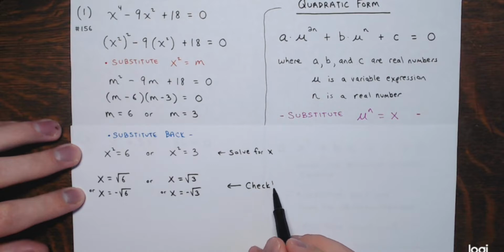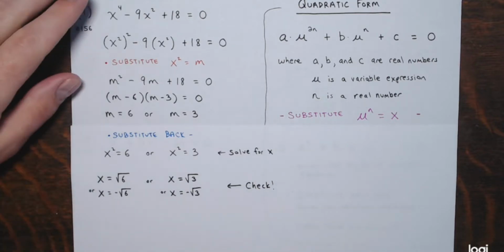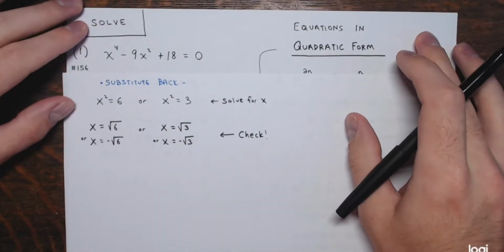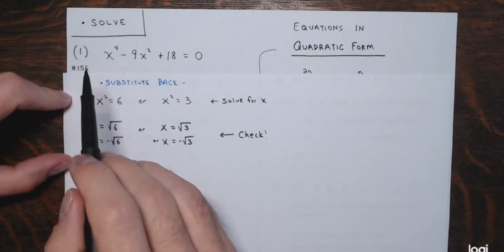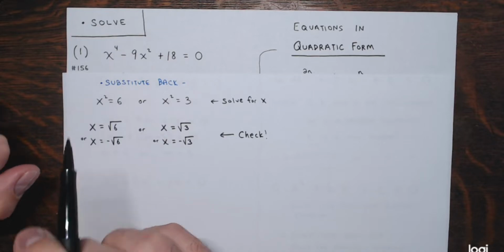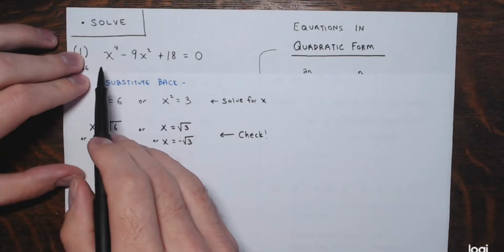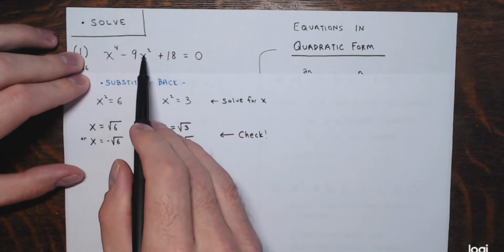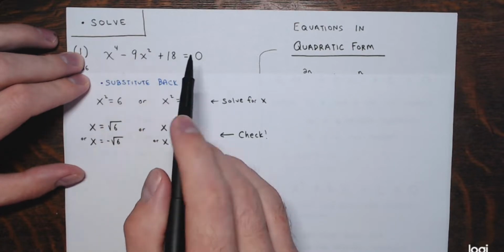Now we check them. And you always check back in the original equation. Now square root of 6. When I raise the square root of 6 to the 4th power, that would be 36, and I'll leave it to you to figure that out. The square root of 6 squared is just 6, and 9 times 6 is 54. 36 minus 54 is negative 18, plus 18 is 0.